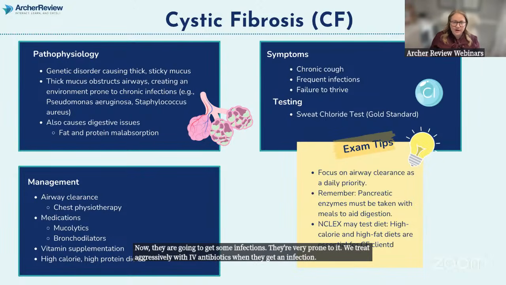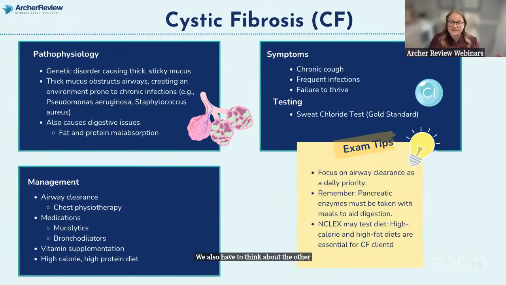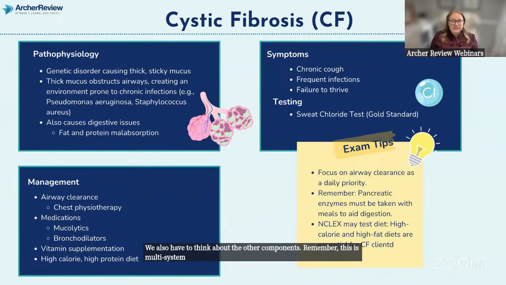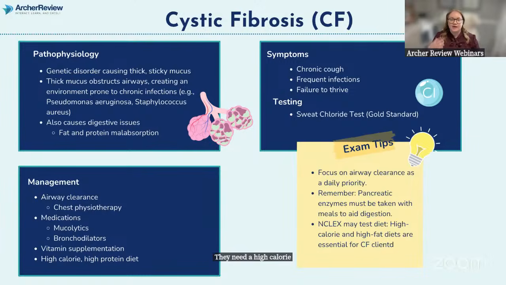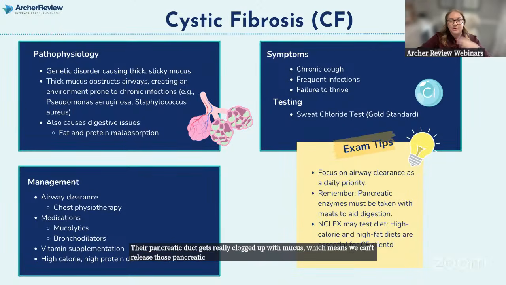We also have to think about the other components. Remember, this is multi-system. Their GI tract can't absorb very well, so they need vitamin supplements. They need a high-calorie diet to really get lots in there. Their pancreatic duct gets really clogged up with mucus, which means we can't release those pancreatic enzymes to break food down. So we have to give them exogenous, extra, external pancreatic enzymes that will actually break food down. With every single meal, they need pancreatic enzymes.